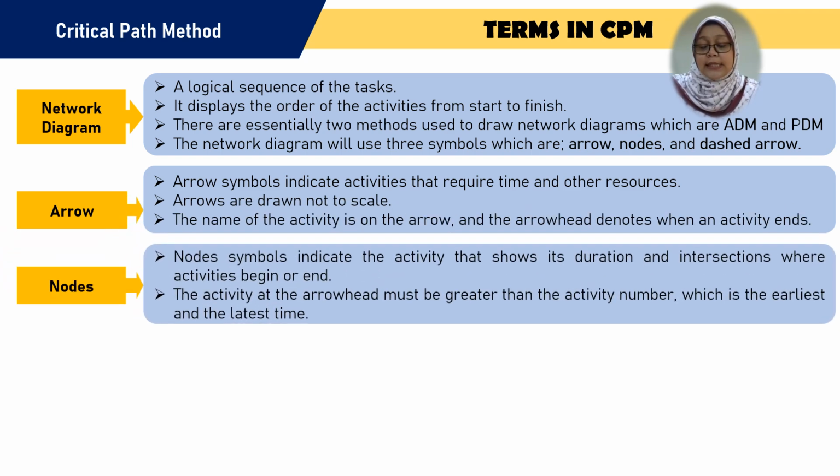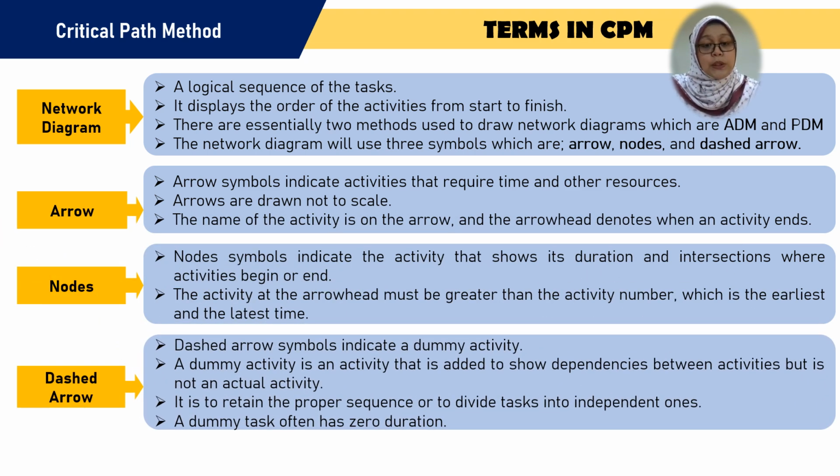Nodes. The node symbol indicates the activity that shows its duration and intersects with the activity's begin or end. The activity at the arrowhead must be greater than the activity number, which is the earliest and the latest time.